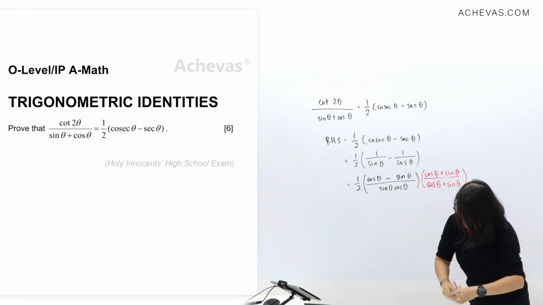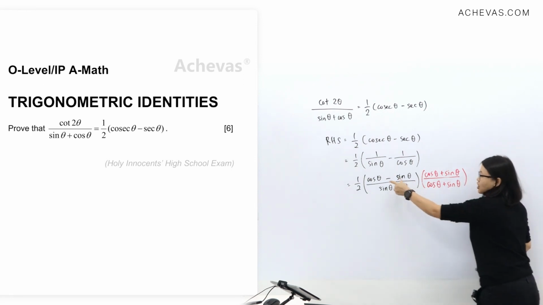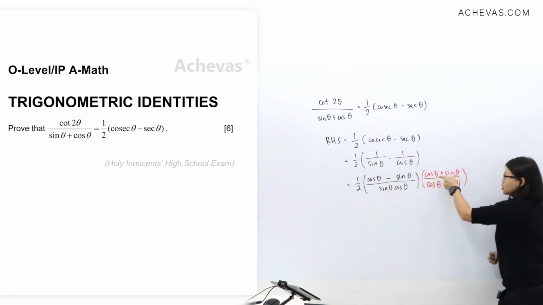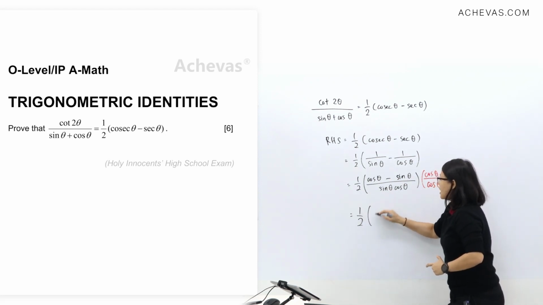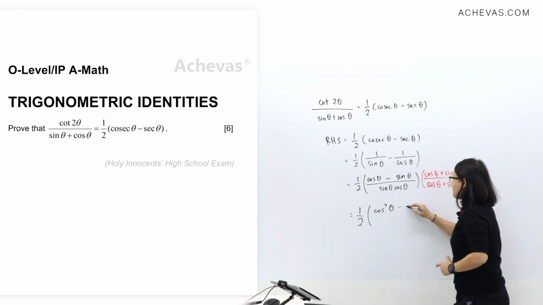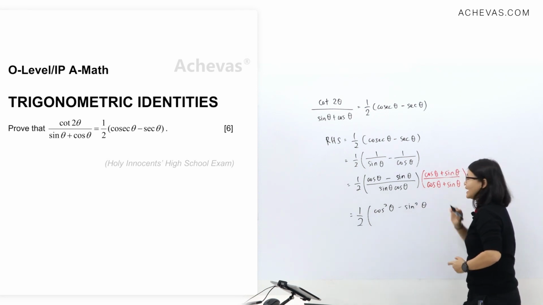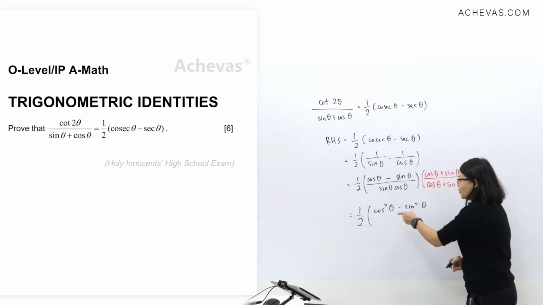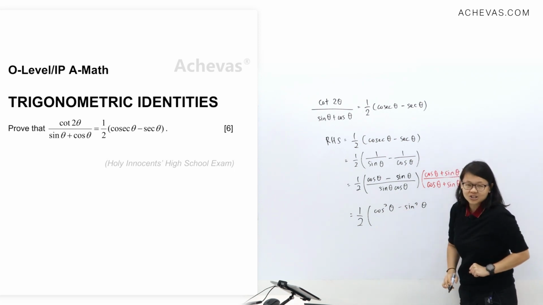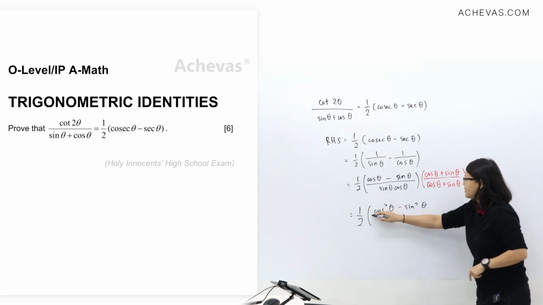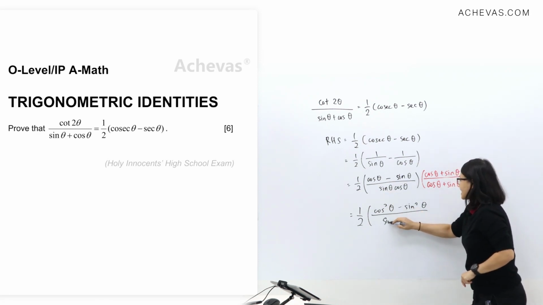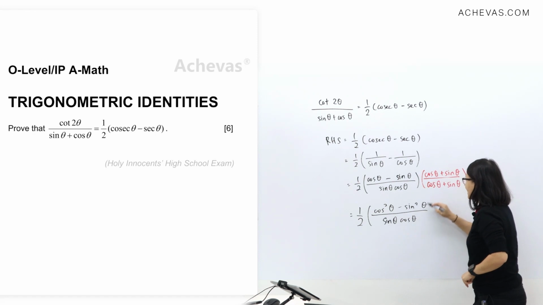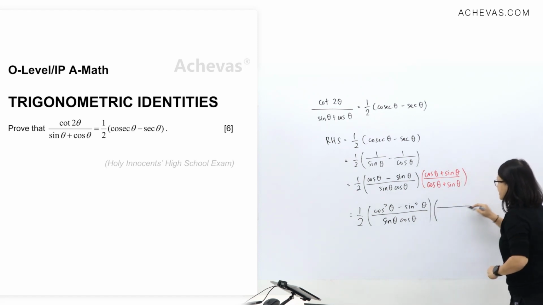You will see this is a very useful technique where you have cos theta minus sine theta, cos theta plus sine theta. That will lead me to cos square theta minus sine square theta at the numerator side, which will later lead me to a cos 2 theta. Okay, let's continue here first, where I have the denominator sine theta cos theta, and I'm going to retain this one here outside.